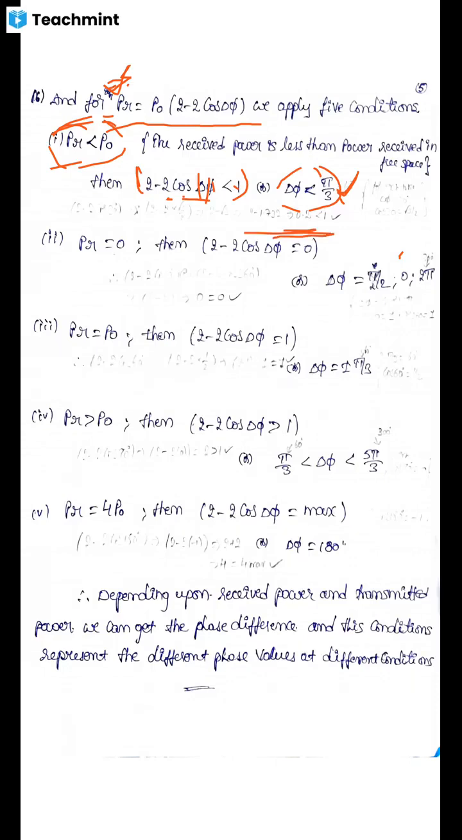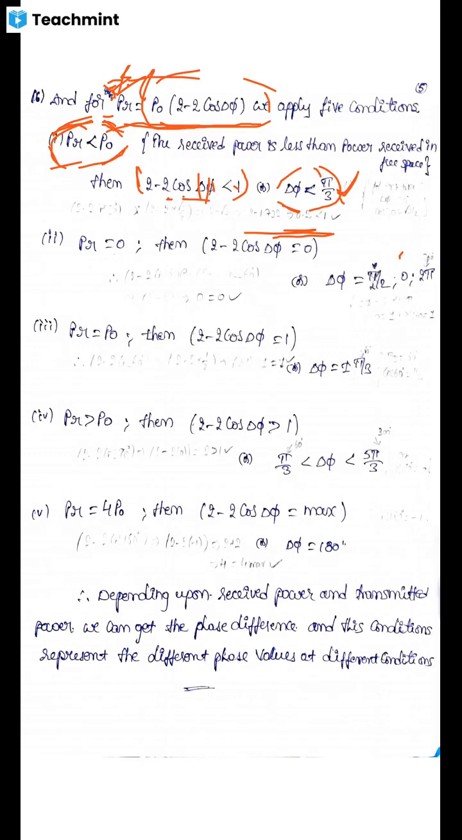So from the above expression PR is equal to P naught into 2 minus 2 cos del phi, I got the value less than 1. So I had written the first condition as PR less than P naught when del phi is less than pi by 3.